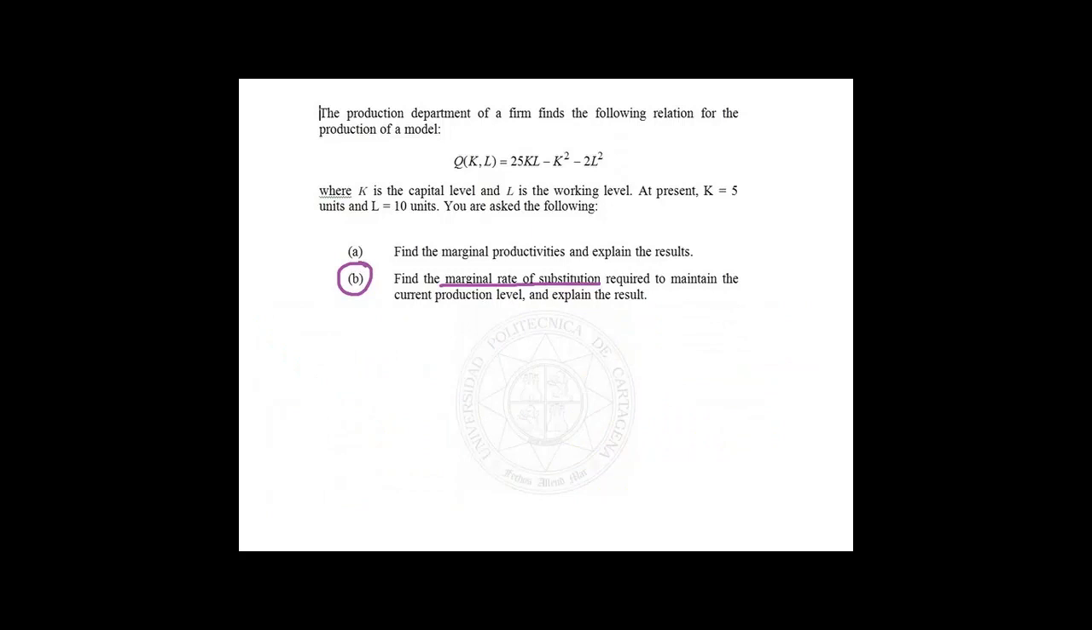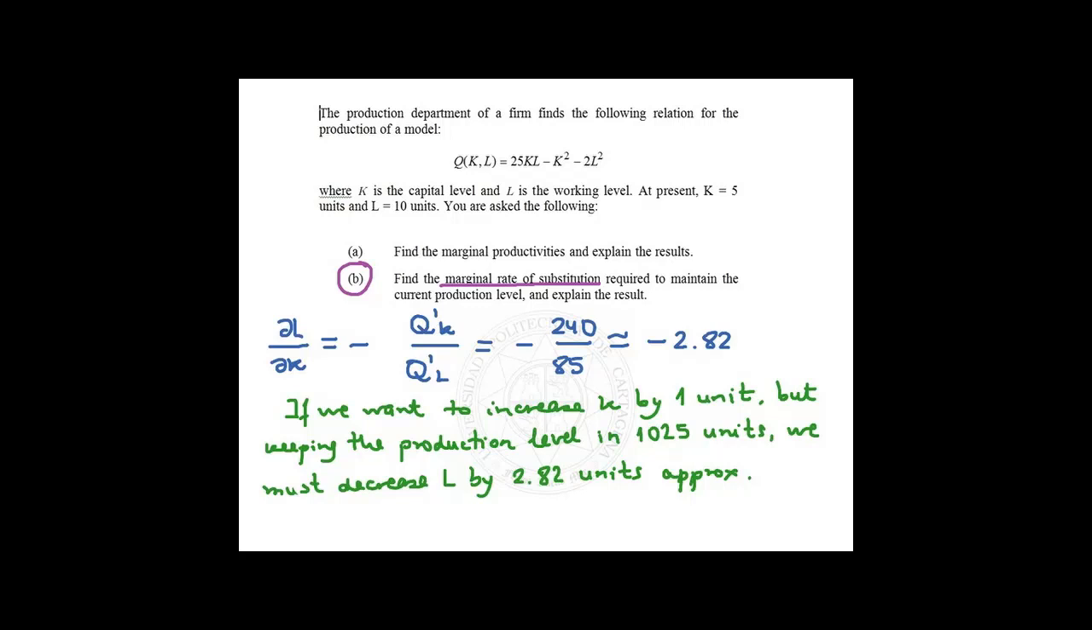So to calculate the other marginal rate of substitution, which is also important, is the marginal rate of substitution of L with respect to K. This we calculate by dividing the first partial derivative of L by the first partial derivative of K, which is the same as minus the partial derivative of Q with respect to K divided by the partial derivative of Q with respect to L. By using the values that we have obtained in the previous exercise, we know that this is minus 240 divided by 85, which is more or less minus 2.82 units approximately.